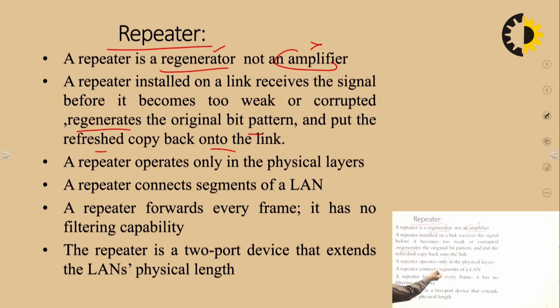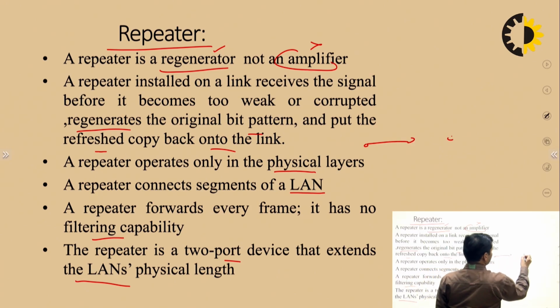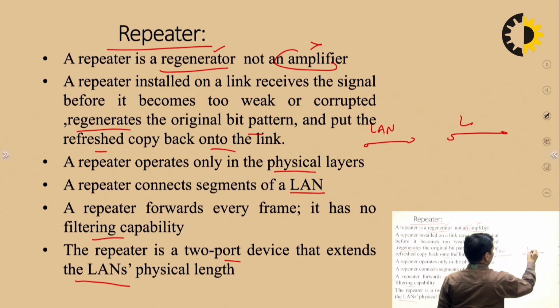A repeater operates only in the physical layer. A repeater connects the segments of a LAN. Also, a repeater forwards every frame. It has no filtering capability. It is a 2-port device that extends the LAN's physical length. Simply, if we are connecting two lengths, for that connection we are using a device named a repeater.